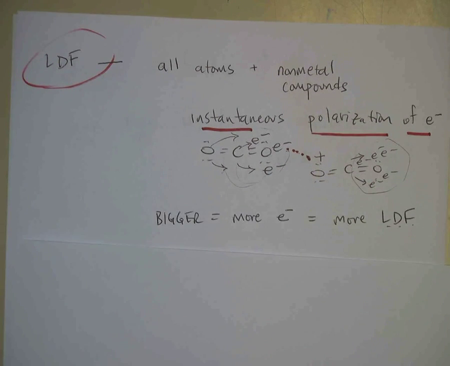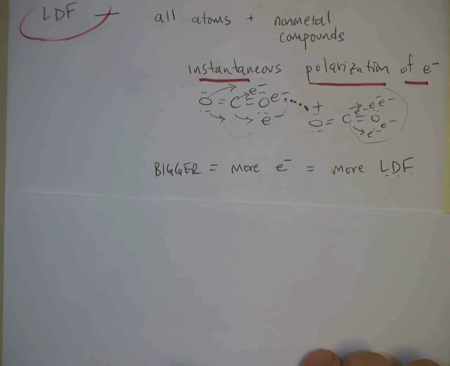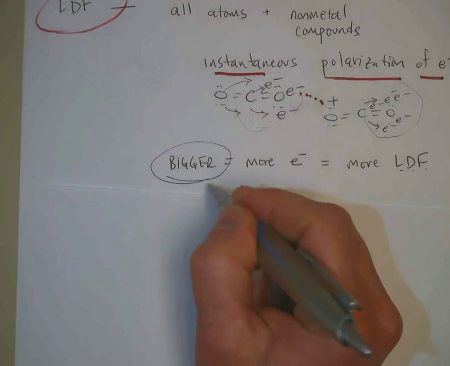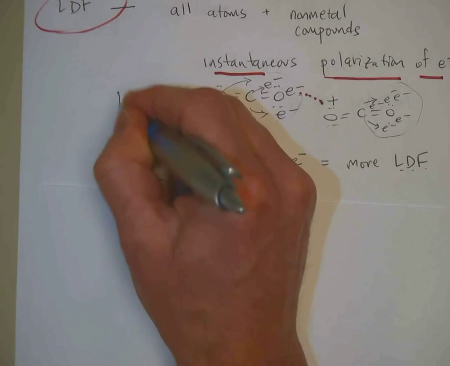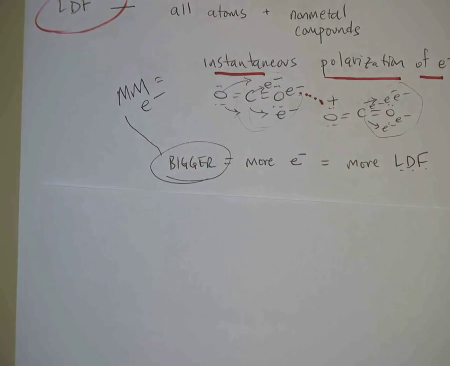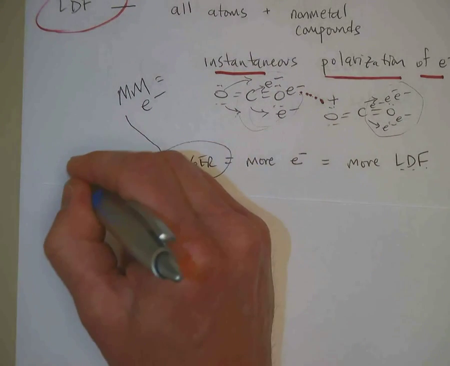Bottom line is that the bigger the molecule, the more electrons it has, and therefore more London dispersion forces. How do you know if the molecule is bigger? Well, two ways. One, if it has a larger molar mass, obviously it has more electrons. Larger molar mass means more protons, therefore more electrons. And then second of all, if it has more surface area.